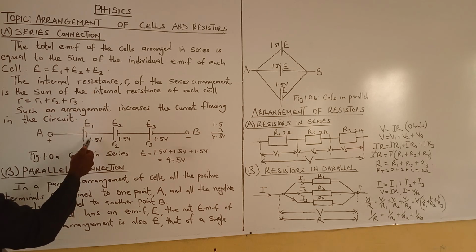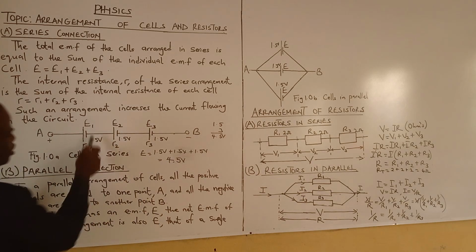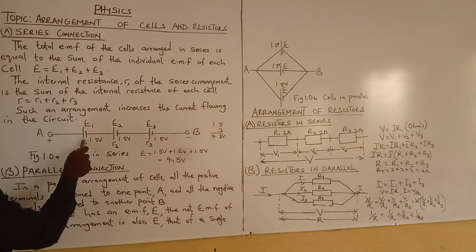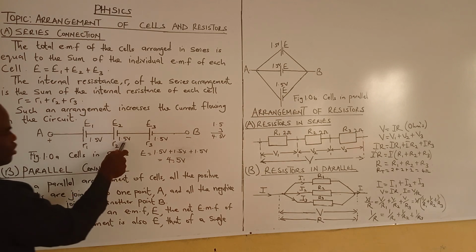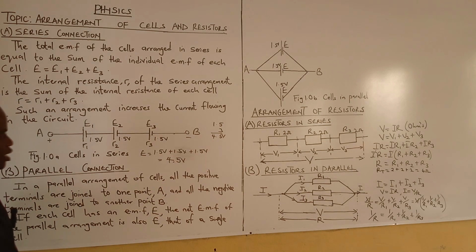You can see it. Each cell has its own internal resistance. When they are connected in series, you just add them together. You can see the first cell is 1.5 volts, the second cell 1.5 volts, the third cell 1.5 volts. Just add them together directly.